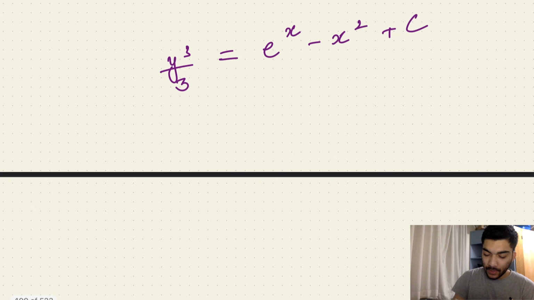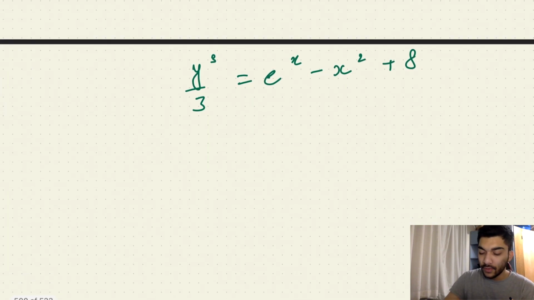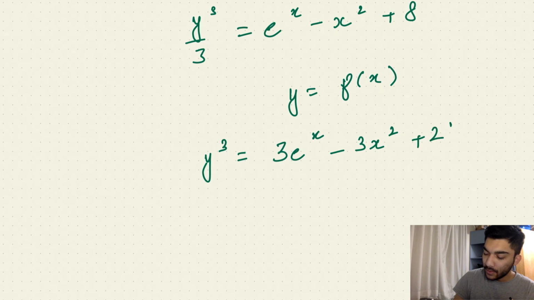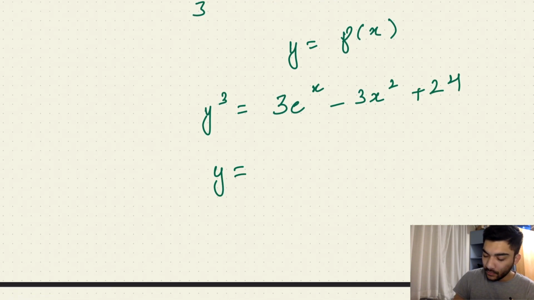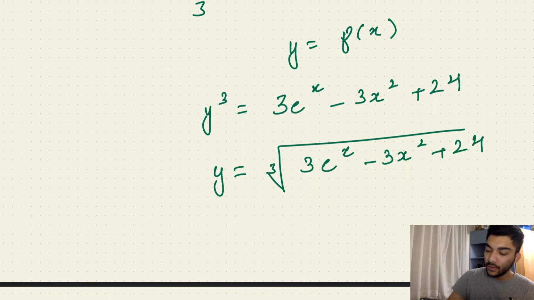So our final function would be y cubed by 3 equals e to the power x minus x squared plus 8. Since we are familiar with writing the solution to differential equations in the form of y equals f of x, let's do that. Let's bring this 3 to the other side such that your right hand side will be 3 e to the power x minus 3x squared plus 24, and then we can take the cube root on each side. So cube root of y^3 gives y equals the cube root of 3 e to the power x minus 3x squared plus 24.